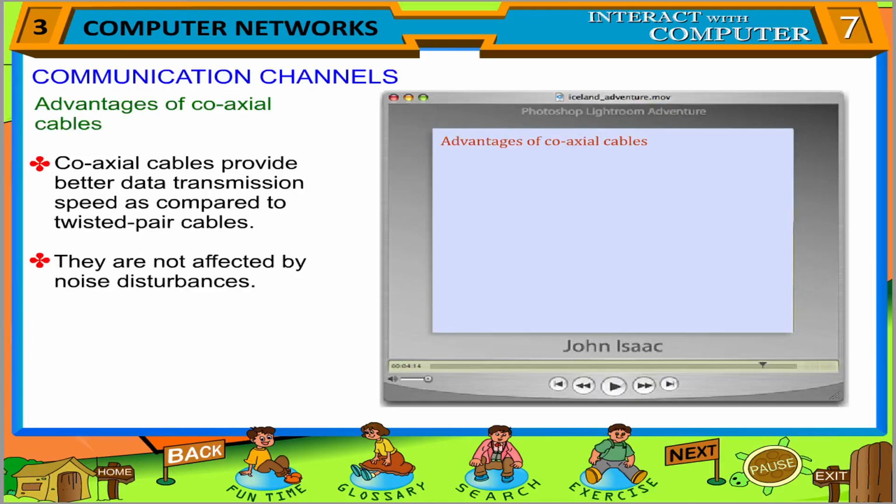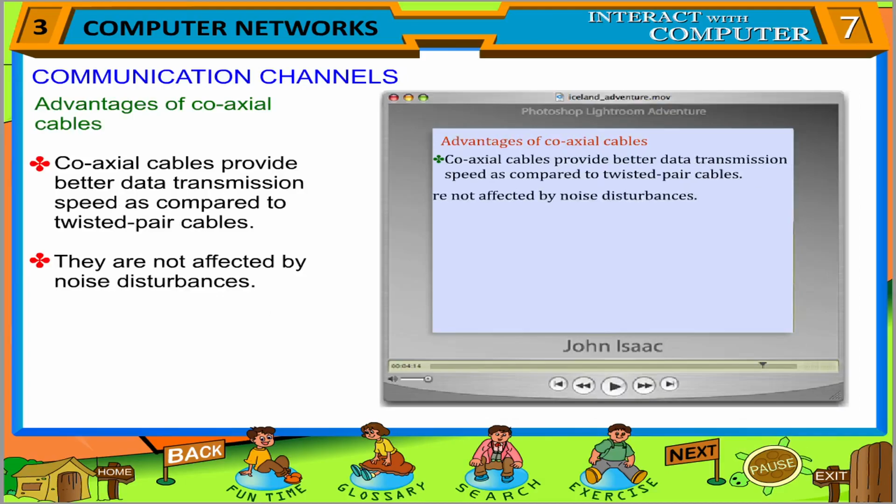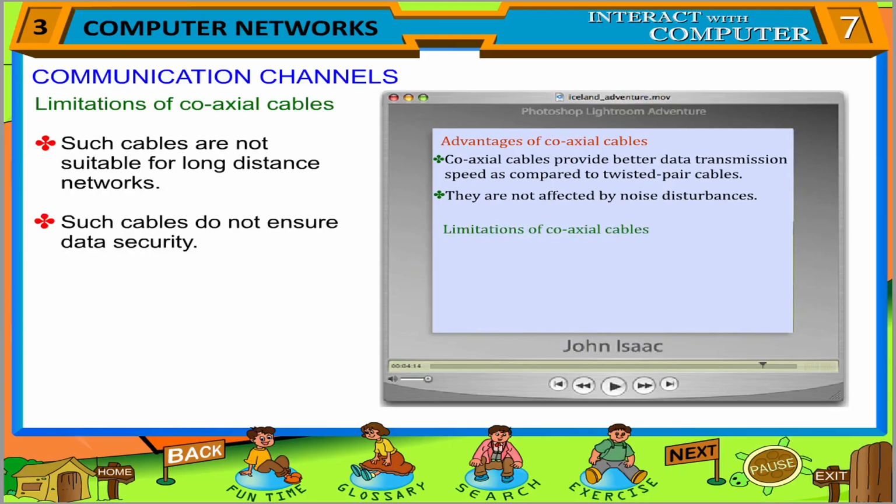Advantages of coaxial cables. Coaxial cables provide better data transmission speed as compared to twisted pair cables. They are not affected by noise disturbances. Limitations of coaxial cables. Such cables are not suitable for long-distance networks. Such cables do not ensure data security.